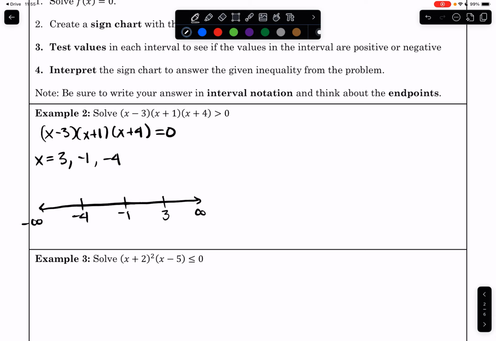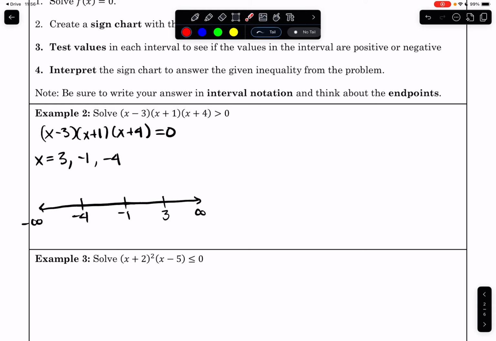Okay, now to figure out where this graph is going to be strictly greater than 0, that means it has to be above those values. So that means the y values have to be either positive or negative. Positive means they will be greater than 0. Negative means that they are less than 0.